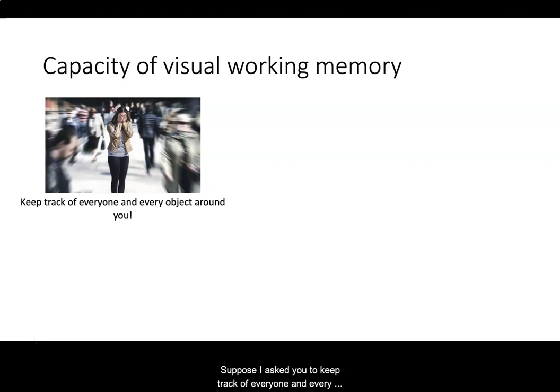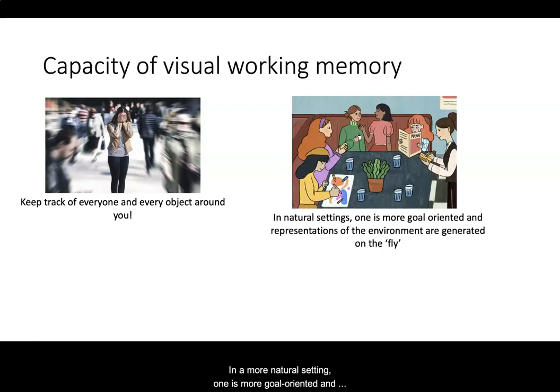Suppose I ask you to keep track of everyone and every object around you. You're going to get overwhelmed really fast. Our visual system is generally bad at detecting changes in a rapidly changing environment. It expects continuity and stability. In a more natural setting, one is more goal-oriented and representations of the environment are generated on the fly.